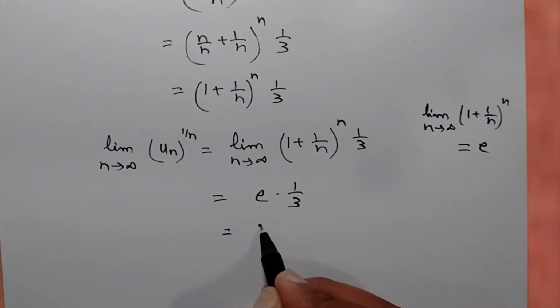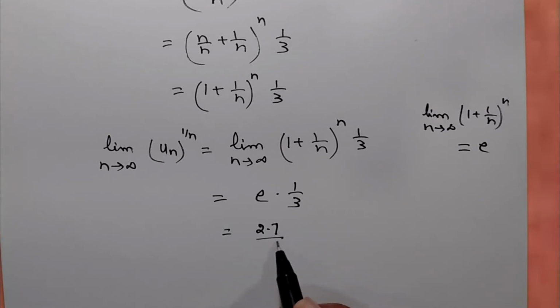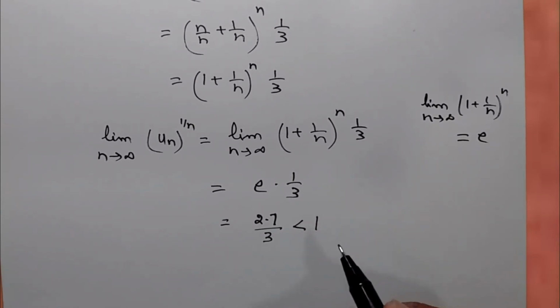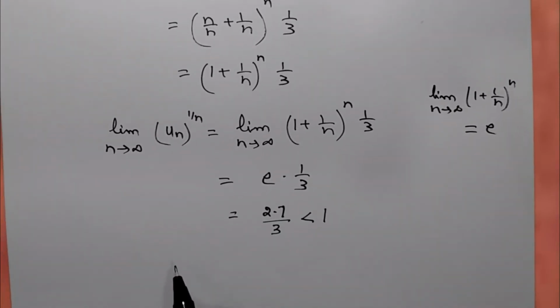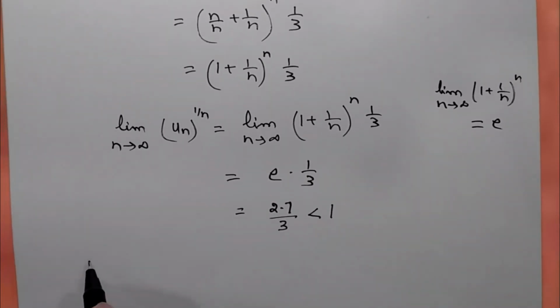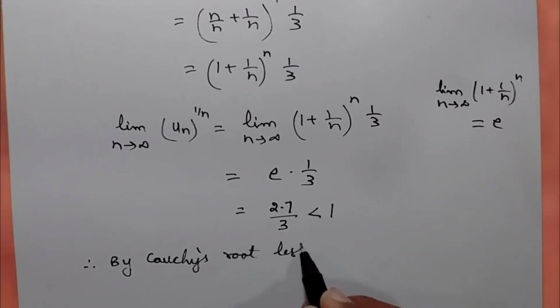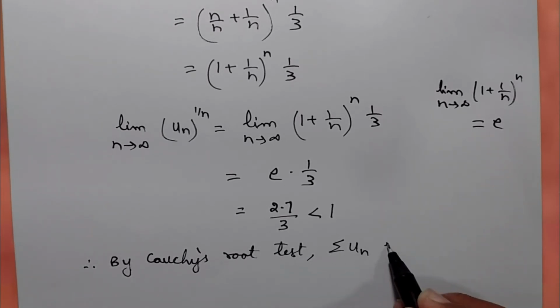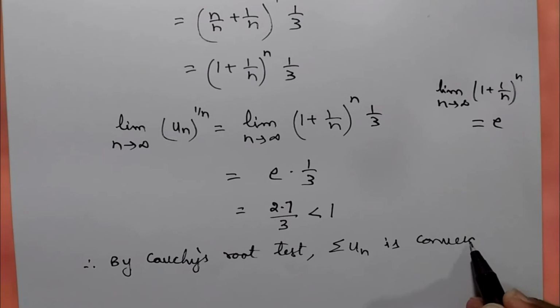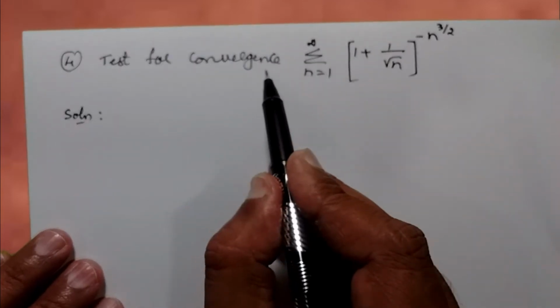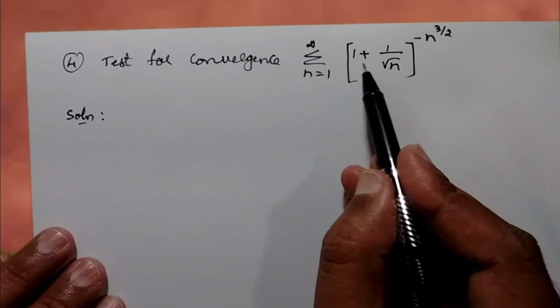But we know the value of e is 2.71, or approximately you can write it as 2.7 divided by 3. You just divide and see, this value will be less than 1. Because this value is less than 1, we can say that the series is convergent. Therefore, by Cauchy's root test, the series is convergent.